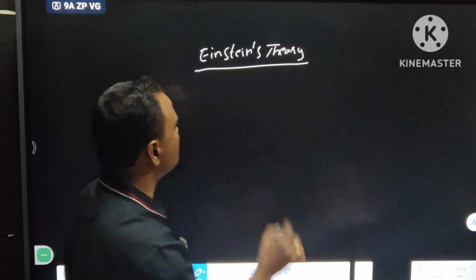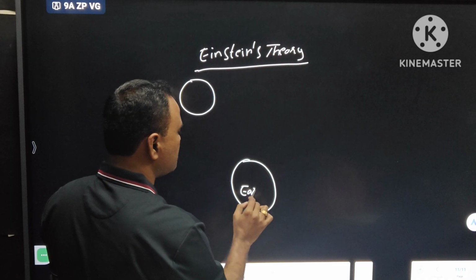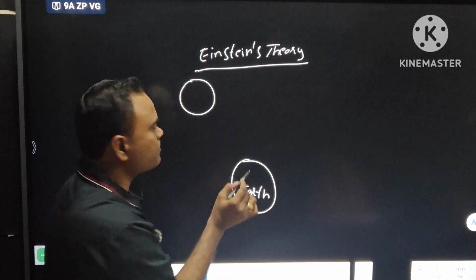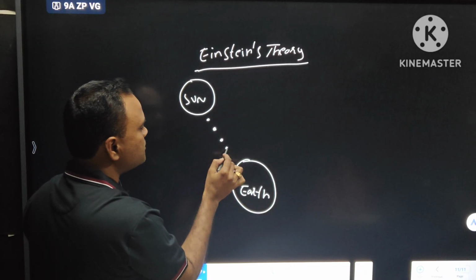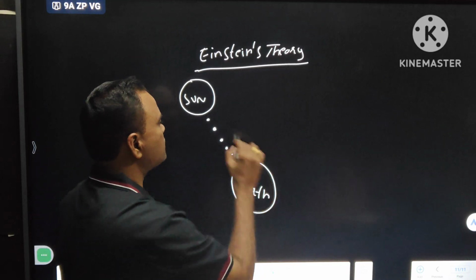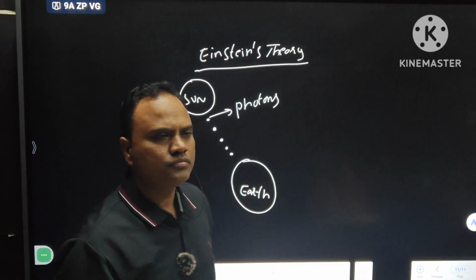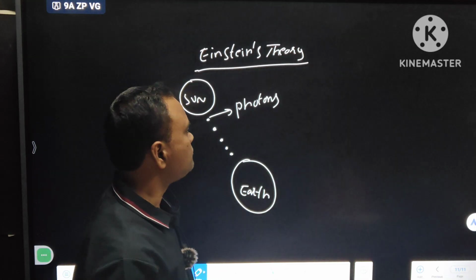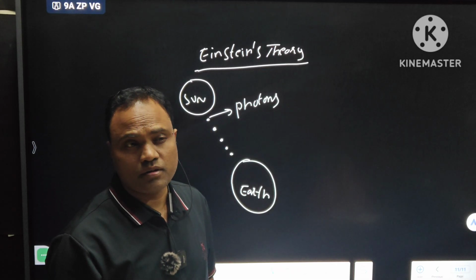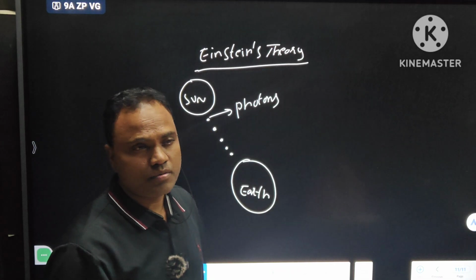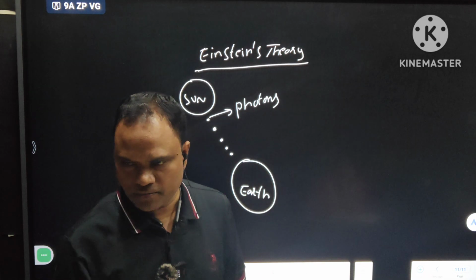According to Einstein's theory, light travels discontinuously in the form of energy particles called photons. Okay. Quanta for Planck's, photon for Einstein. That is the difference.